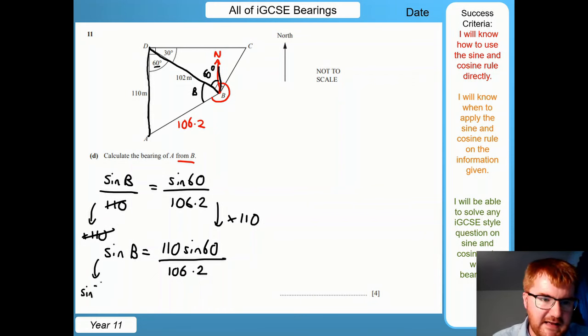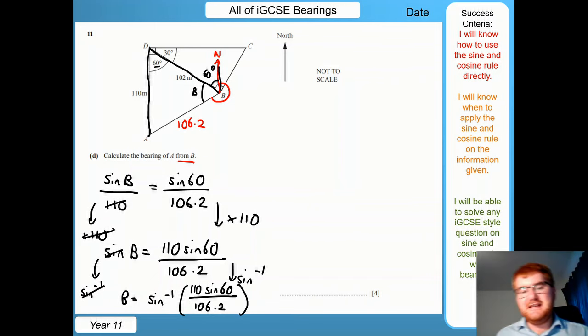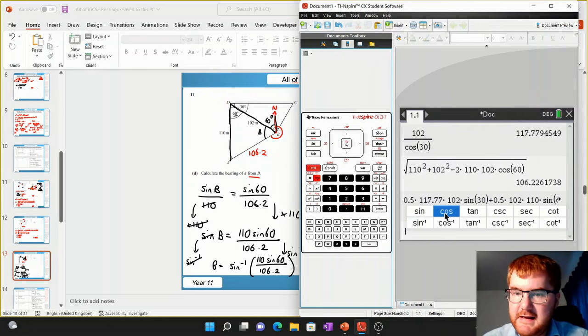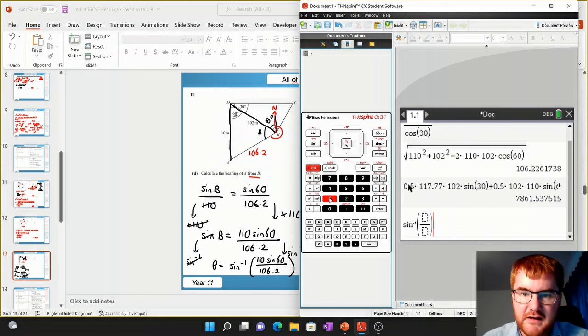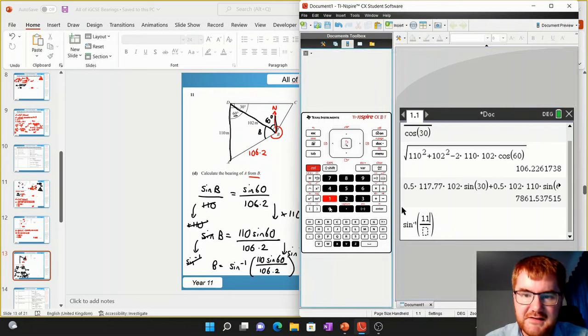Well, doing the inverse sine, so-called sine minus 1, which hurts every time. So we get B is equal to sine inverse of 110 sine 60 over 106.2. So let's reach for that calculator and work it out. Okay, so we are going to do trig, got that sine inverse function, we want a fraction here, and we want the 110 inside our fraction, that's important.